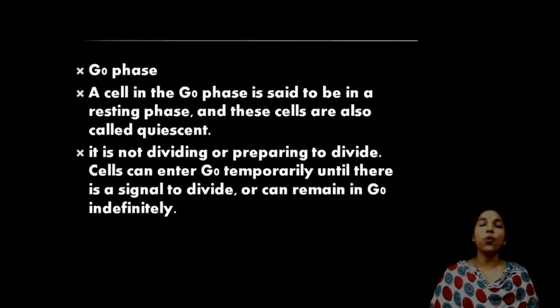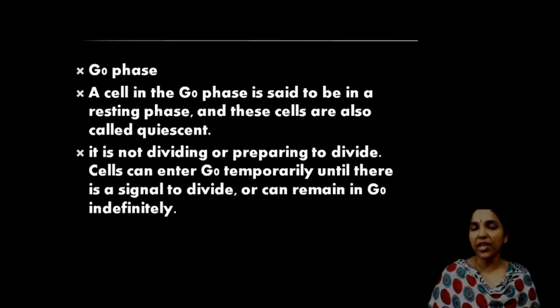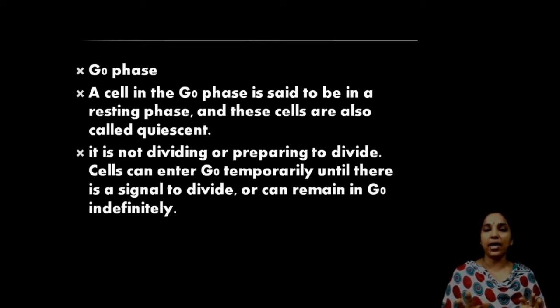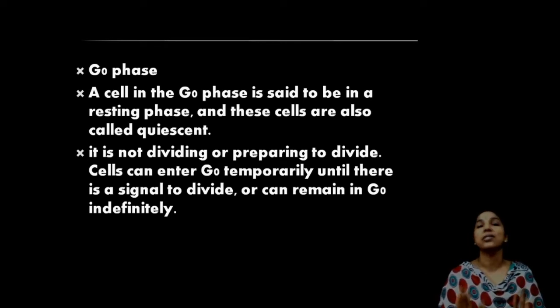Now you may have heard about G0. What is G0? It is a resting phase, or you can call it the quiescent stage. It is not dividing here, not preparing to divide. When a cell is not dividing, it enters the G0 stage until getting any signal. When a cell gets a signal to divide, only then does it pass to the next stage. Otherwise, it will be in the quiescent or inactive stage, that is the G0 cells.